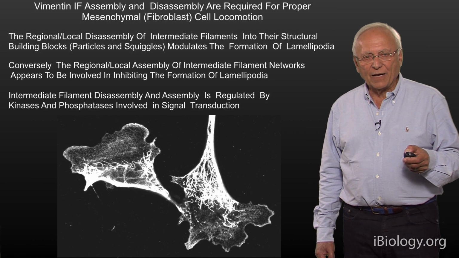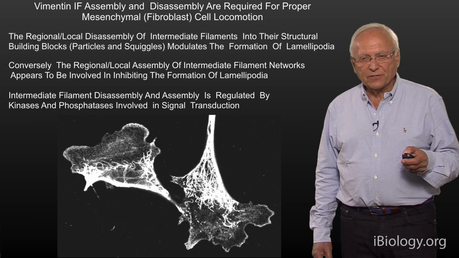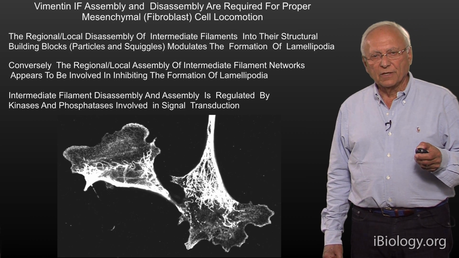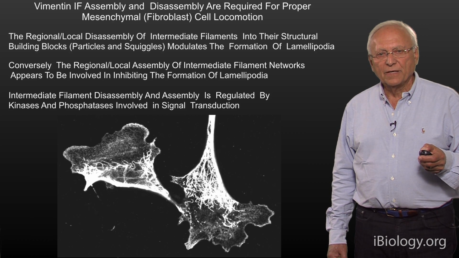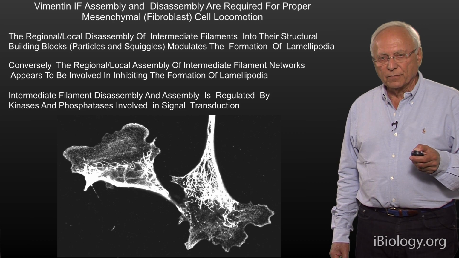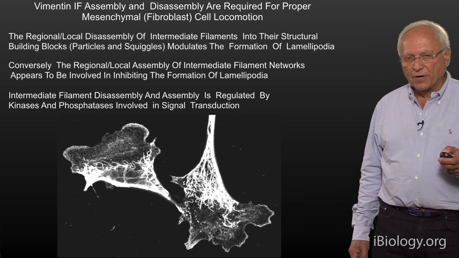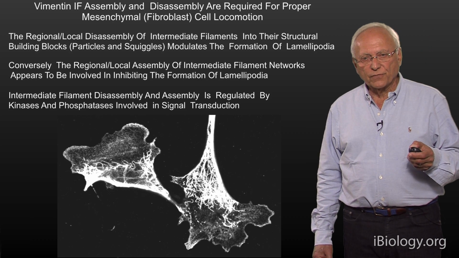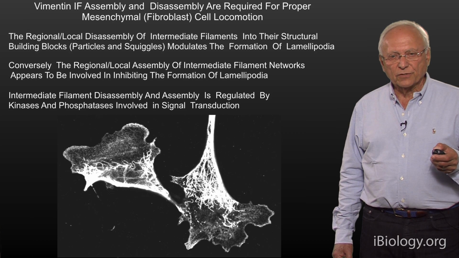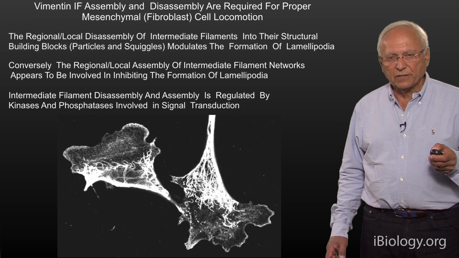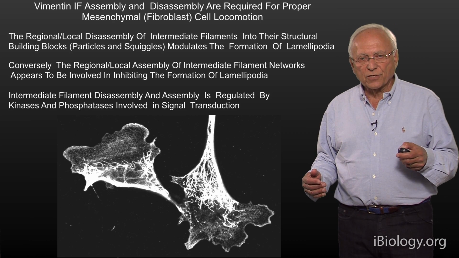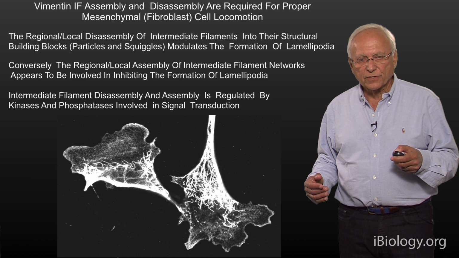So in summary, these observations tell us that Vimentin intermediate filament assembly and disassembly are required for the proper mesenchymal fibroblast type cell locomotion. The regional and local disassembly of intermediate filaments into their structural building blocks, both the particles and squiggles, modulates the formation of lamellipodia. And conversely, the regional and local assembly of intermediate filament networks appears to be involved in inhibiting the formation of lamellipodia. And what this means to us is that it acts as a brake or a stabilizer to the cell surface.